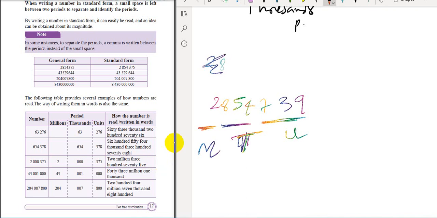So how are we going to write this number? 739, leave a small gap, and 854 and 2. Can you remember we put a small comma between these three numbers? So 2,854,739.